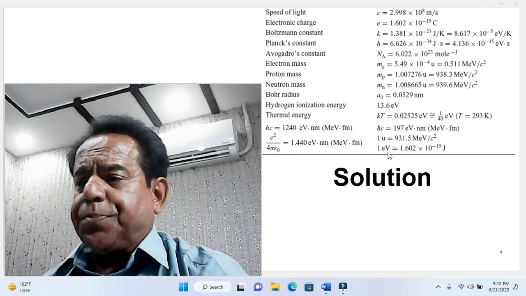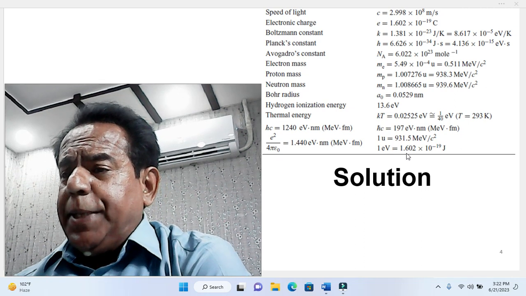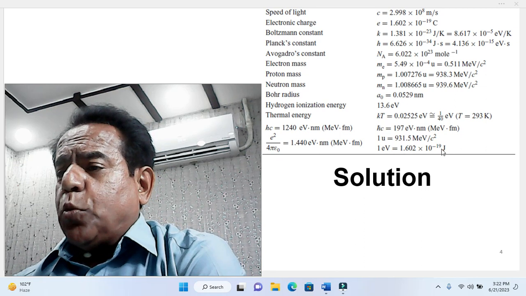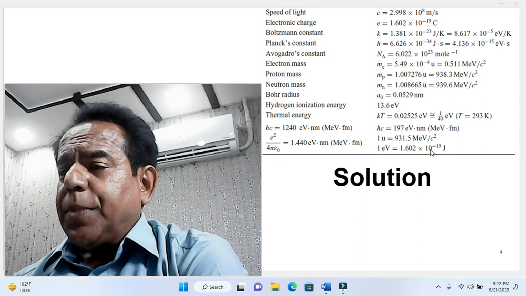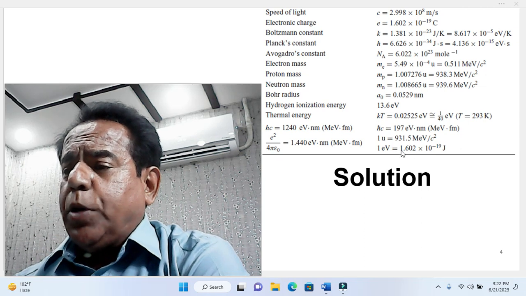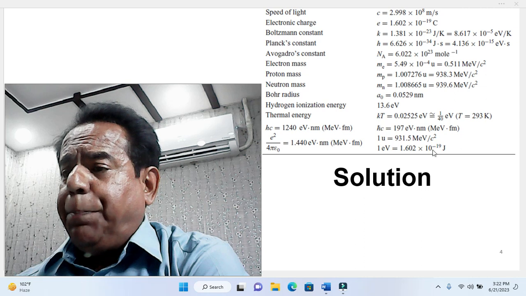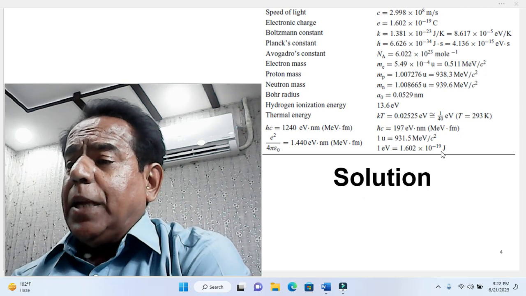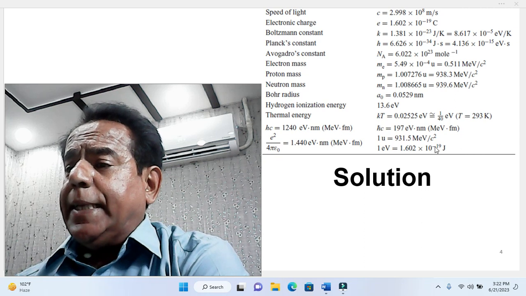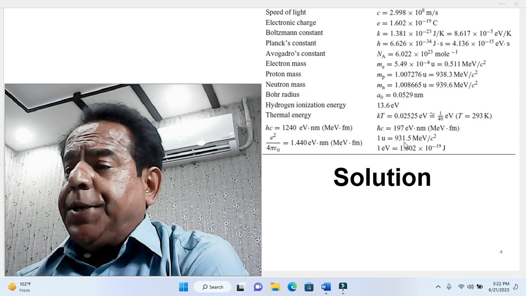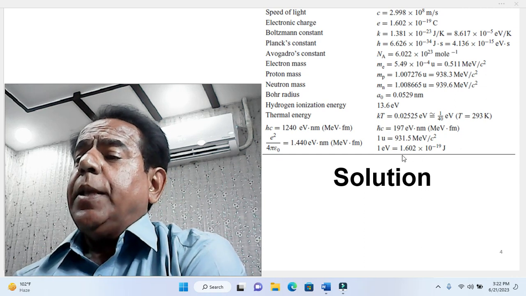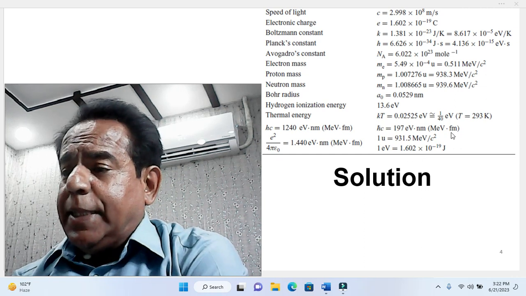Okay, so it means 1 joule will be equal to this. 10 raised to the power minus 19, when shifted to the other side of equality, will become plus. Okay, then 1 joule will be equal to 10 raised to the power plus 19 into 1 divided by 1.602 electron volt.